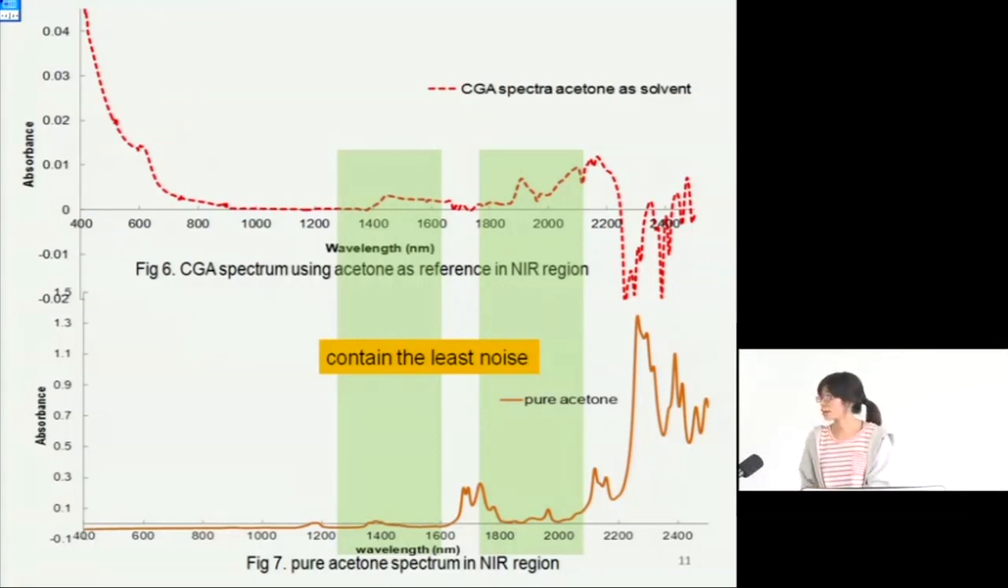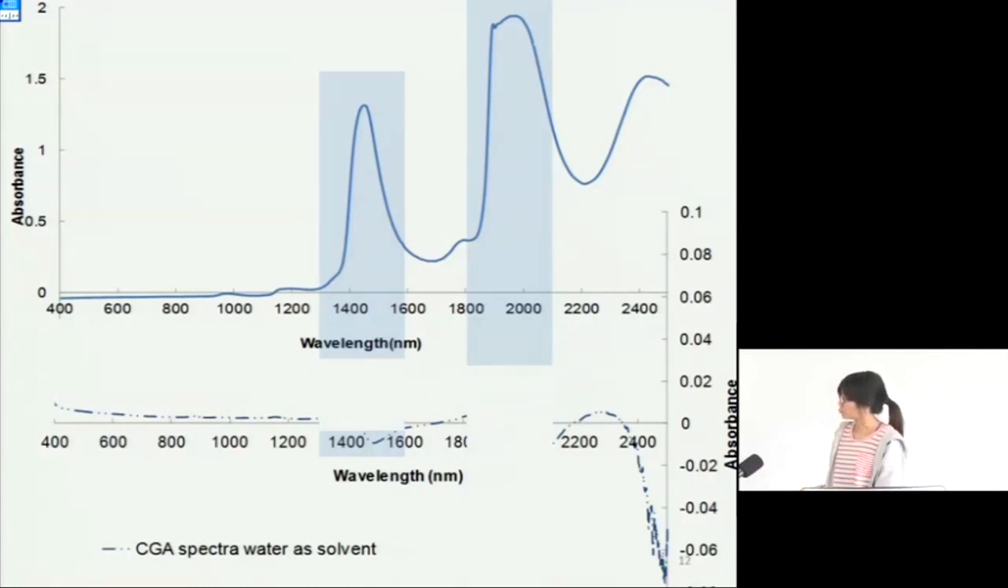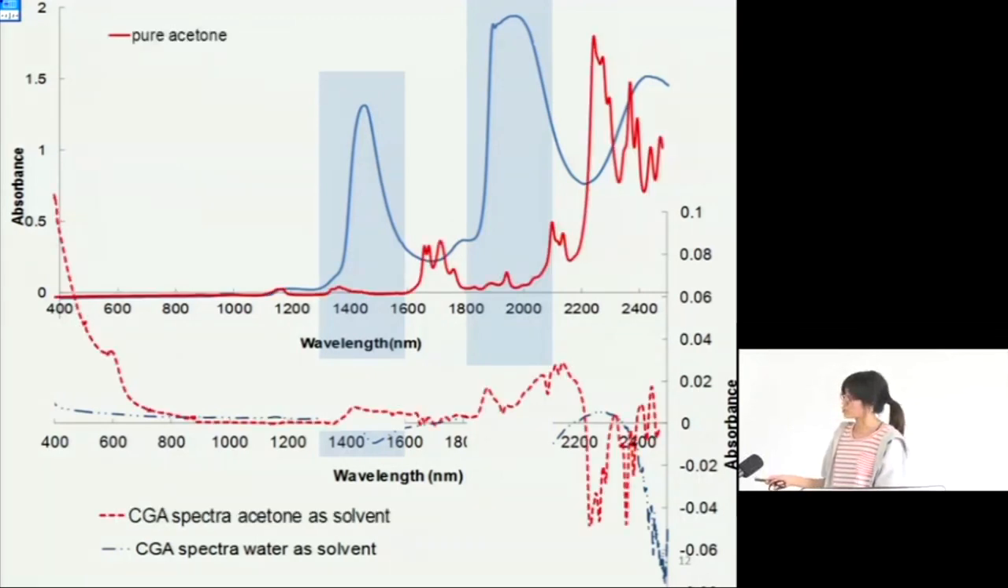Then, in order to extract the accurate CJ spectrum, I combine the CJ spectra obtained from using water as a solvent and acetone as a solvent. Then I will show how I combine the spectra. This is the CJ spectrum we get from using water as a solvent. We already know that these two regions contain a lot of noise because of the strong water effect. So I removed these two regions and replaced them using the CJ spectrum I got from using acetone as a solvent.